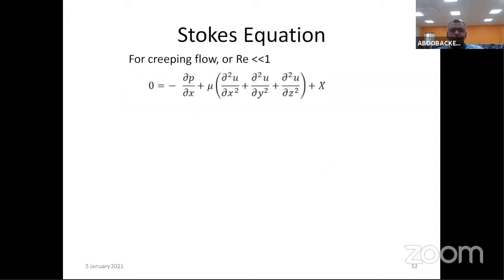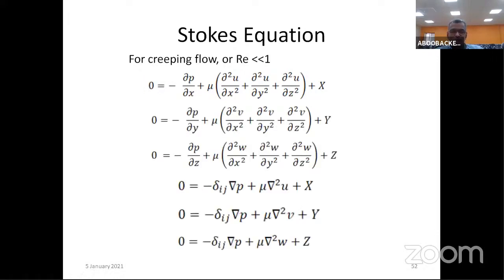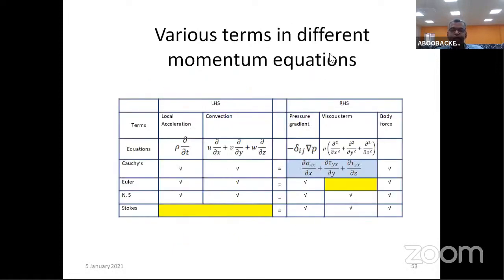So the special cases are Stokes equations. That is where, for very low Reynolds number, there won't be any inertia term because velocity is small. So this is called the Stokes equation, also called creeping flows. All the terms can be summarized in this equation, all the equations. So what are the various terms? We have local acceleration, convection terms, pressure gradient term, viscous term, body force term.